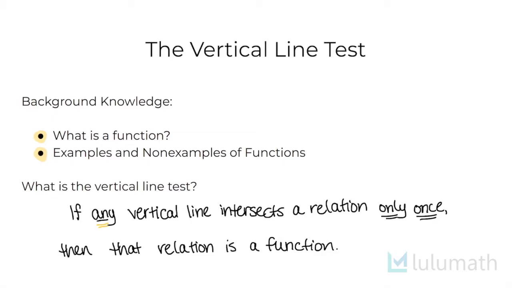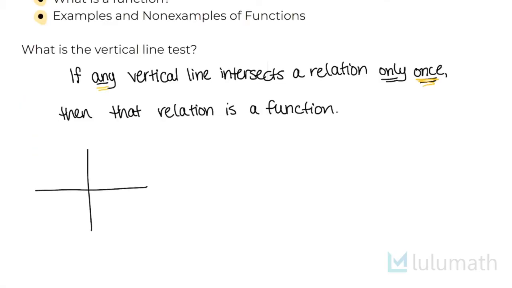If any vertical line cuts through a relation only once, then that relation is a function. So this is a nice, quick visual way to determine if something is a function or not. For example, if I were to look at a linear relation, and if I were to draw a vertical line through this relation, I can see that the vertical line will intersect the relation only once. But in order for the vertical line test to work, any line that I draw through is only allowed to intersect once. If I find one line that intersects more than once, then it's automatically not a function. So for example, here, all of these vertical lines only intersect the relation at one place. So therefore, this is a function.